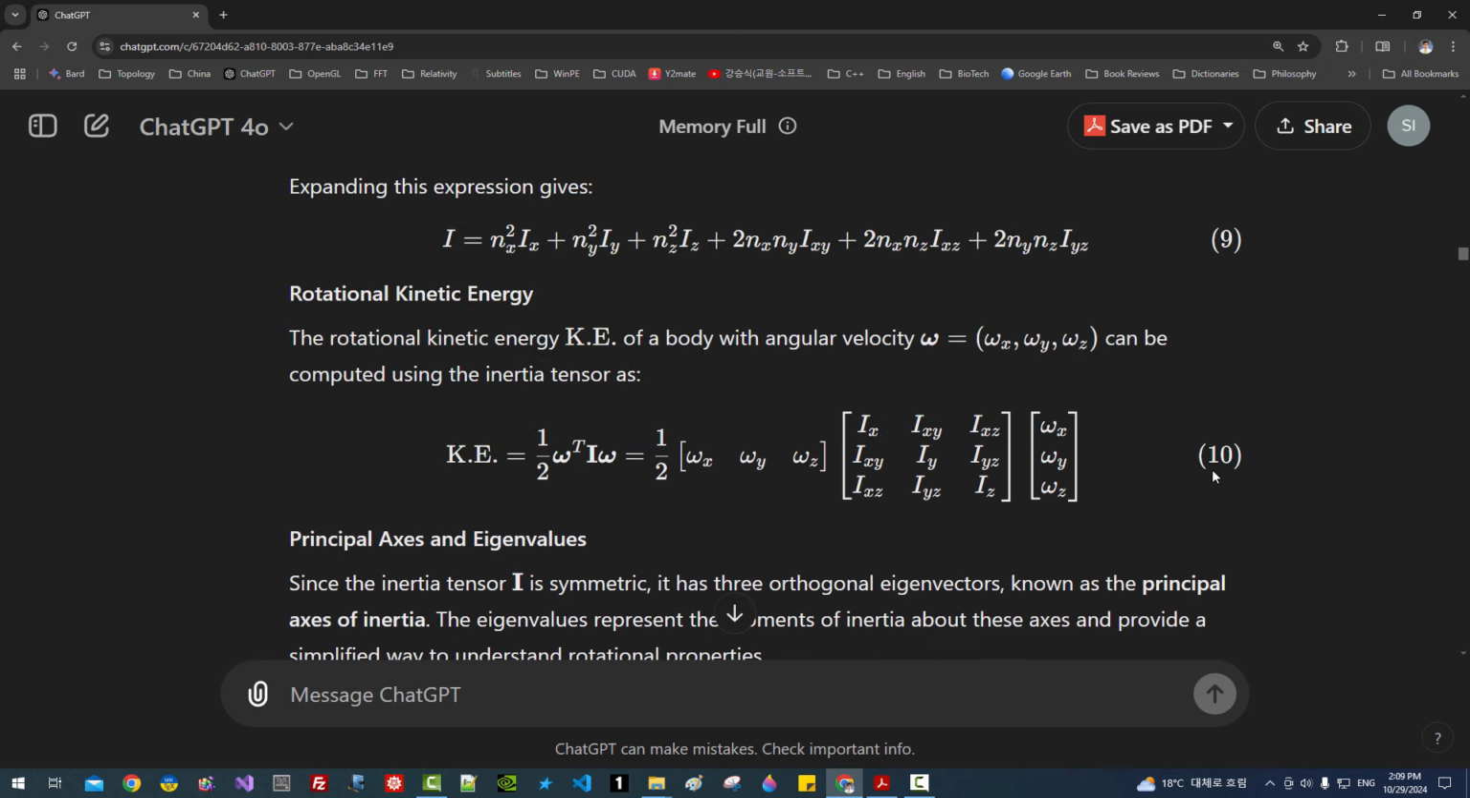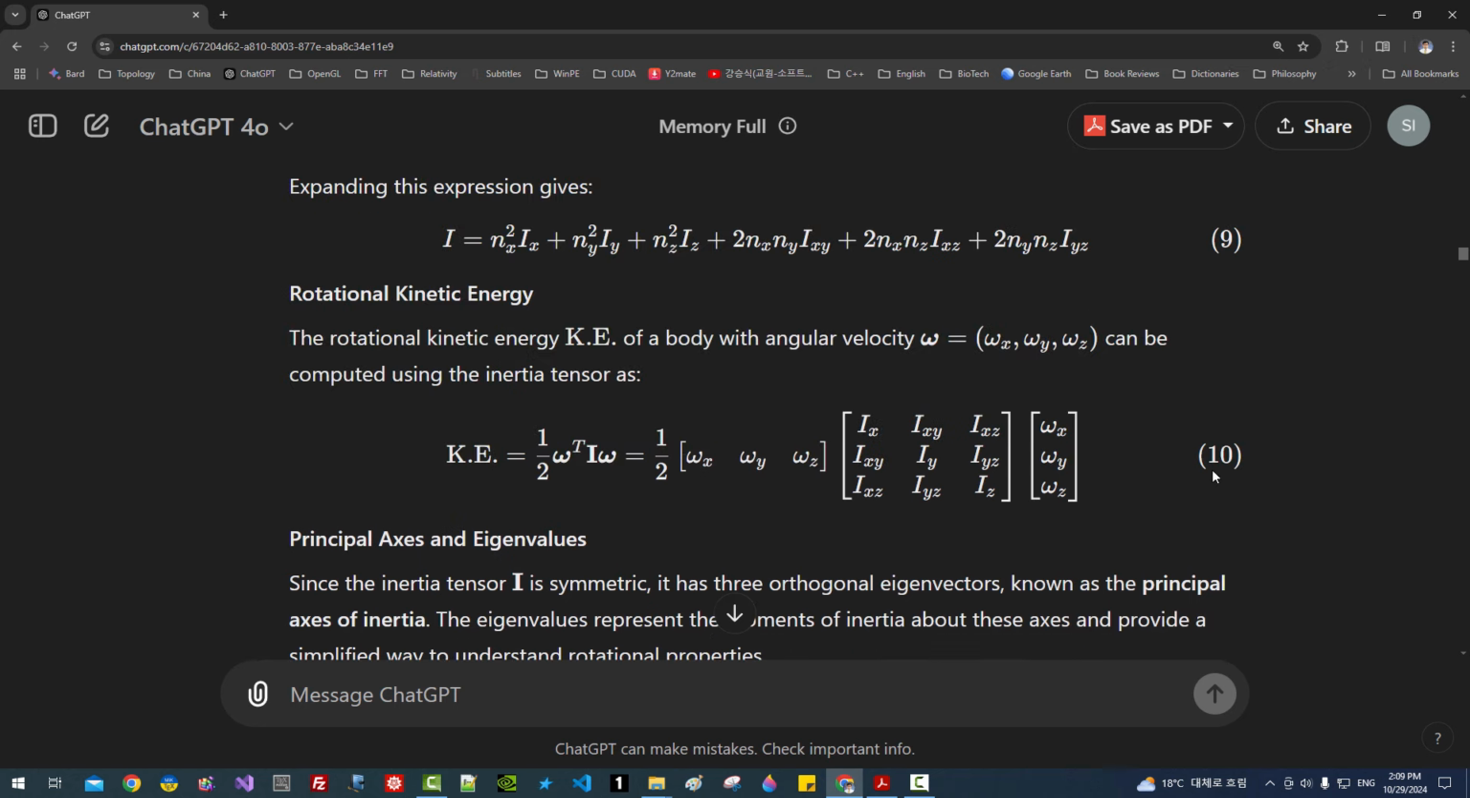Explain 3 in detail. This is equation 3. Sure. Equation 3 gives the effective moment of inertia I about an arbitrary axis of rotation defined by a unit vector, n equals (nx, ny, nz), where nx, ny, and nz are the direction cosines of the axis with respect to the x, y, and z axes. Let's break down each component of equation 3.